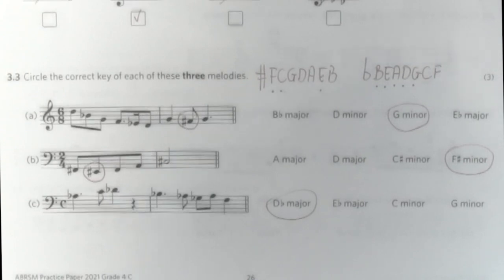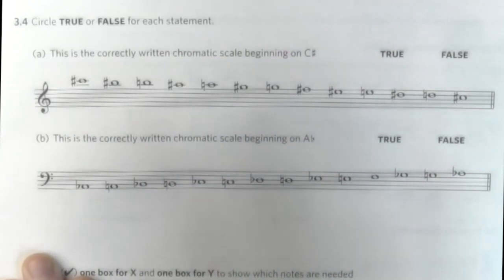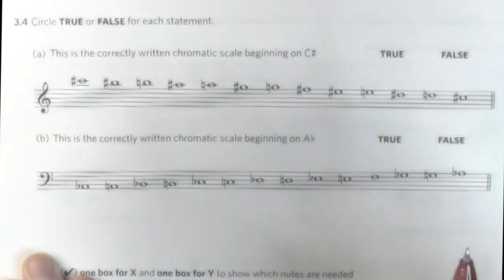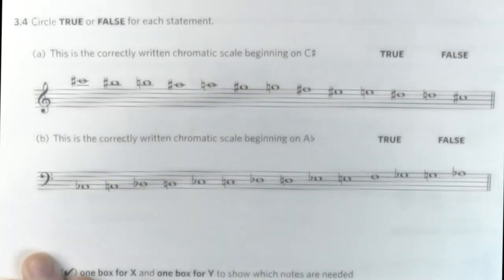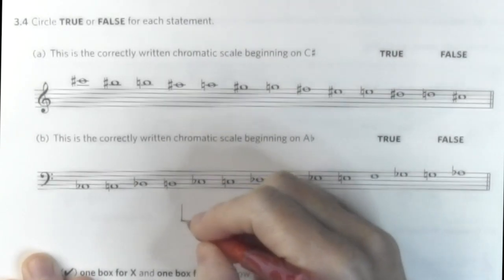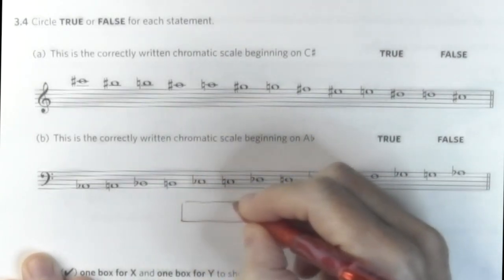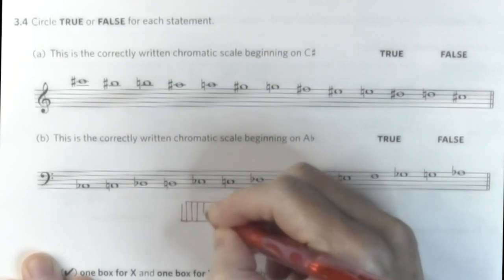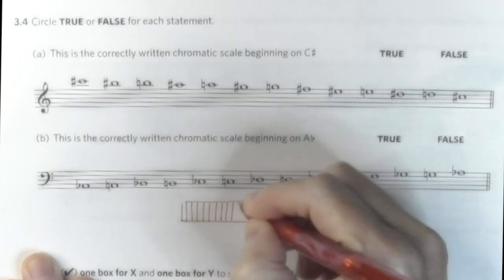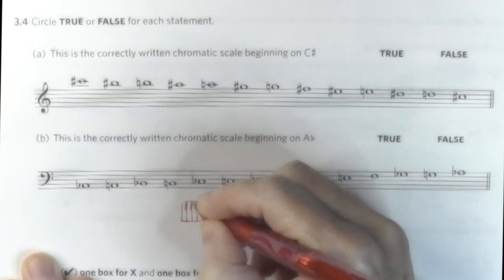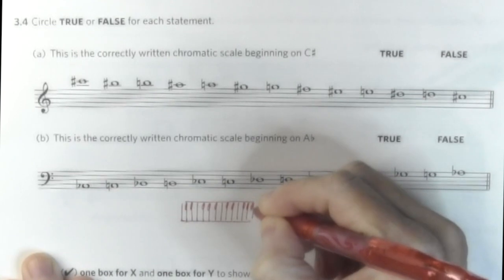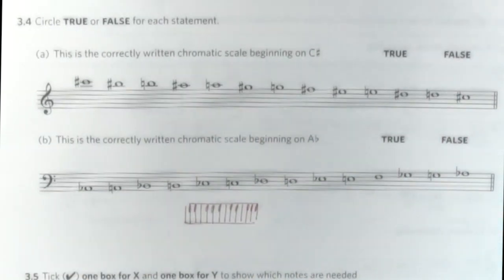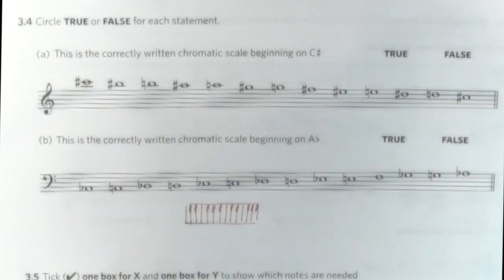Question 4. This question asks us to circle true or false to indicate whether the chromatic scales have been correctly or incorrectly written. We need a keyboard, and I will write it down here. Why not? I'll make it long this time. Very long.